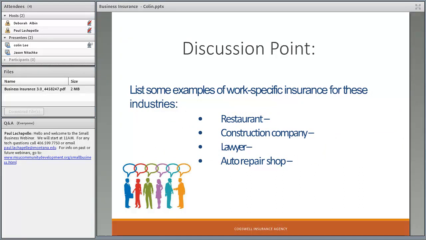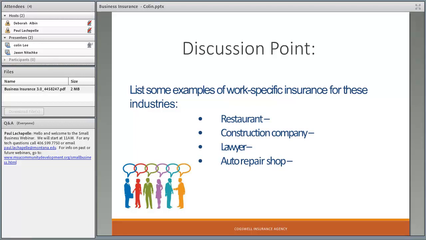Okay, so here are a few discussion points. I know there are just a few on the line, but if you can, give some examples of specific insurance for the types of industries below, and we can start with restaurants. I'll do the first one. For restaurants, what do you need for insurance? You need a property policy, most likely, because you have all your kitchen equipment, your booths, your utensils, your food inventory, and your building, unless you're leasing the building.